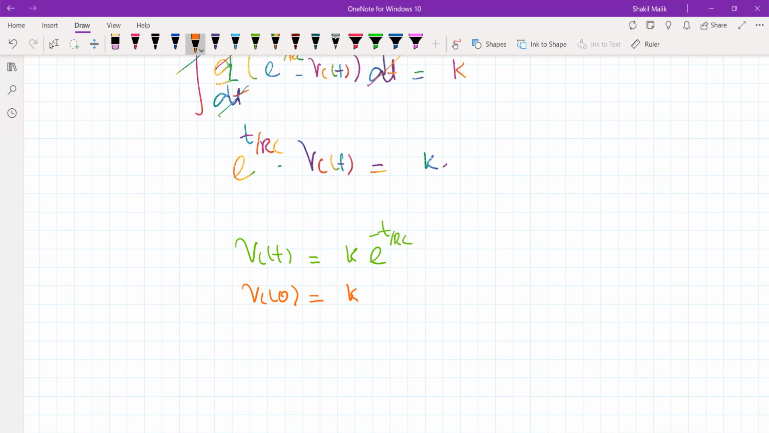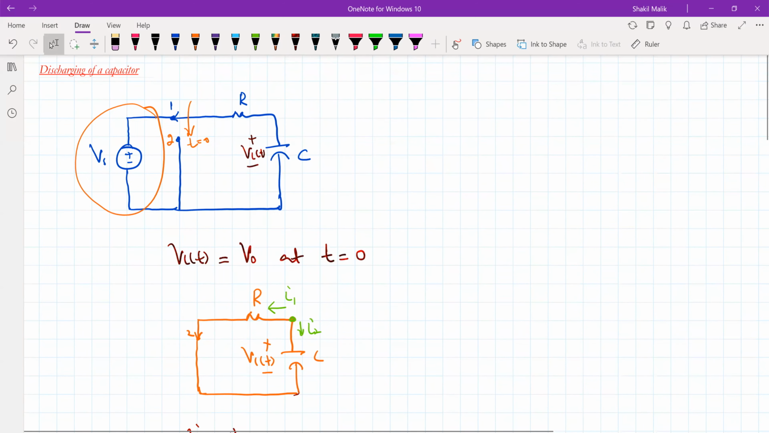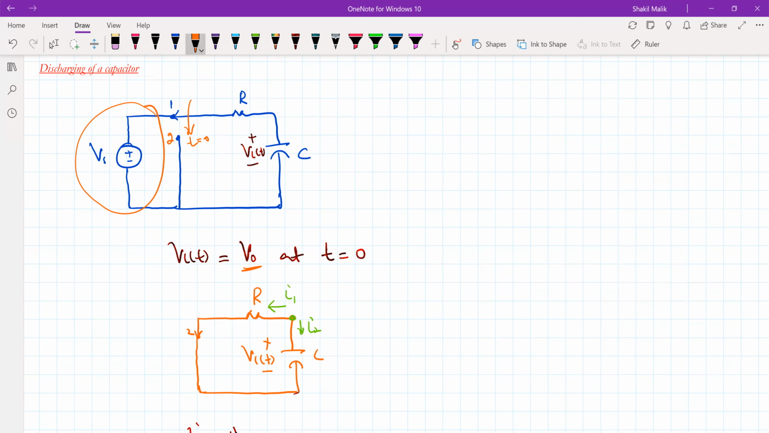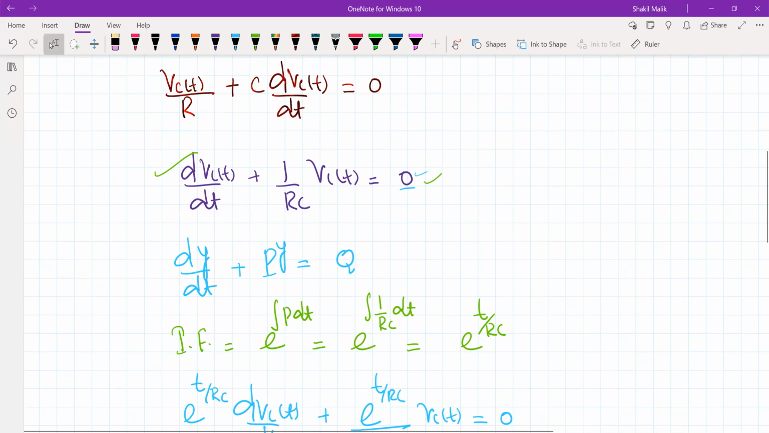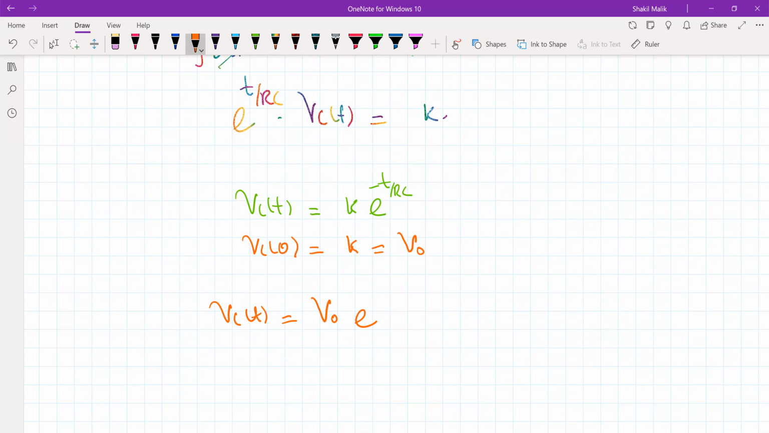Now what's the value of the capacitor voltage at t equal to 0? We have assumed that the capacitor is initially charged to some voltage. Let's suppose it is charged to V0. And V0 can be anything. It can be equal to Vs, it can be anything. Let's suppose it's equal to V0 in general. That's the capacitor voltage. Vc of t will be equal to V0 e to the power of minus t by RC.